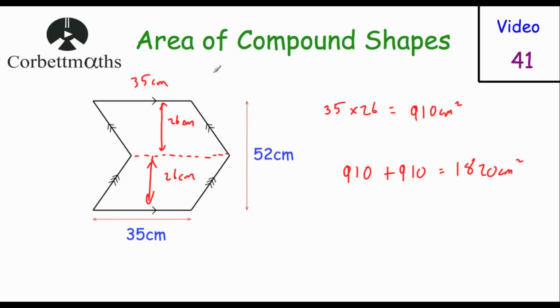So to find the area of compound shapes, what you do is you break them down into the smaller shapes, maybe rectangles, triangles, you find the area of each of those and you add them all up, and that's it.